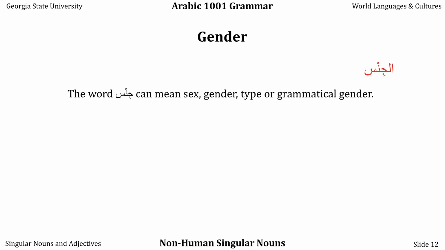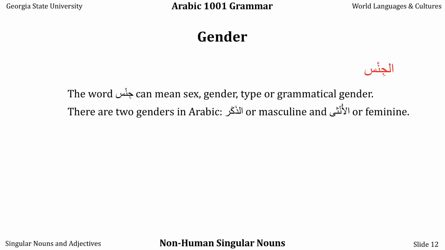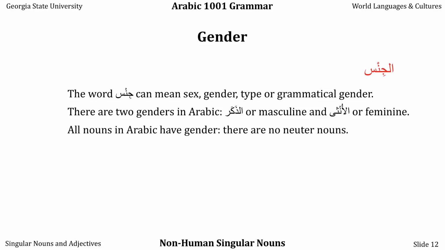Gender. The Arabic word for gender is jins. It can mean sex, it can mean gender, it can mean type. It's a very multifaceted word. There are 2 genders in Arabic. Again, there is no it in Arabic. Al-dhakar is the word for masculine, and al-untha is the word for feminine. All nouns in Arabic have gender. There are no neuter nouns. What I mean is there is no it.